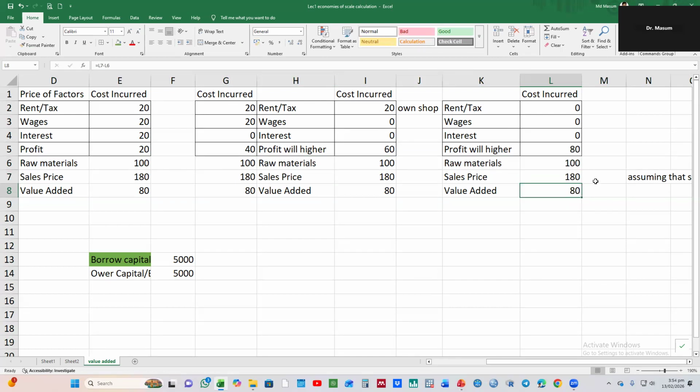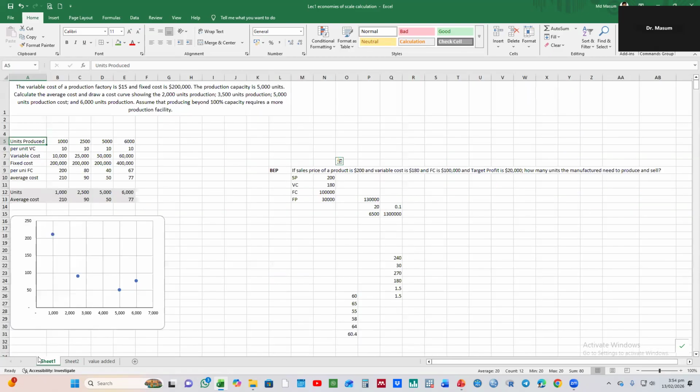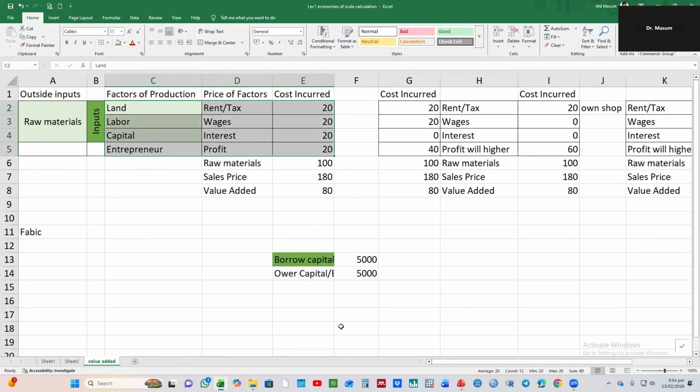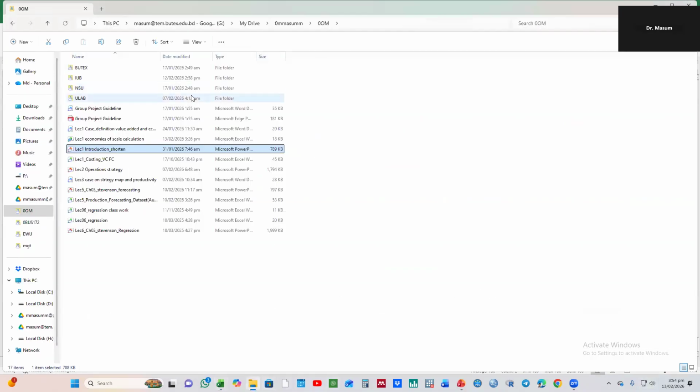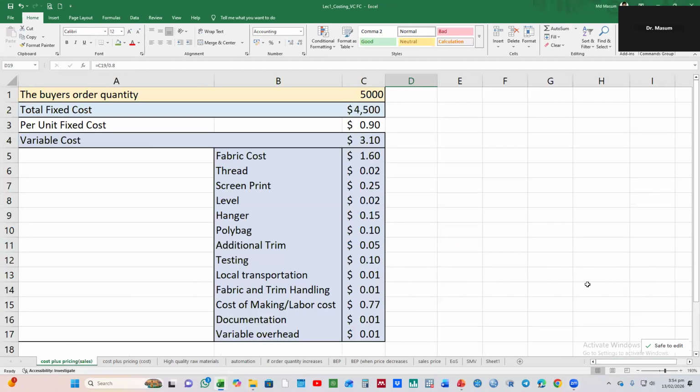So the operations manager is concerned with cost, and ultimately these costs are contributing to the company's profit, as we have seen in our previous cases. Also, when setting the sales price, the operations manager is very much concerned with costing. For example, some of you work in garments companies. We are now talking about merchandising.